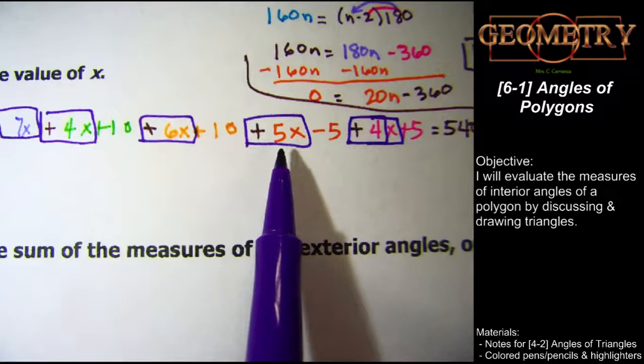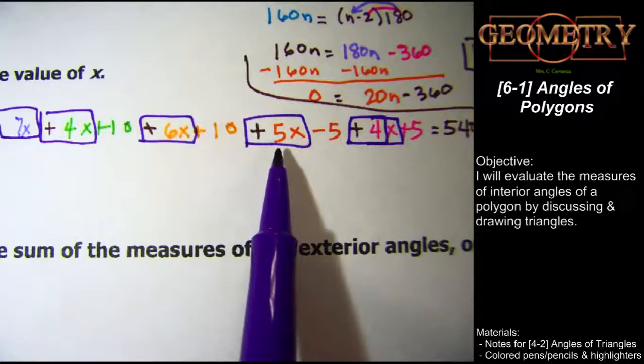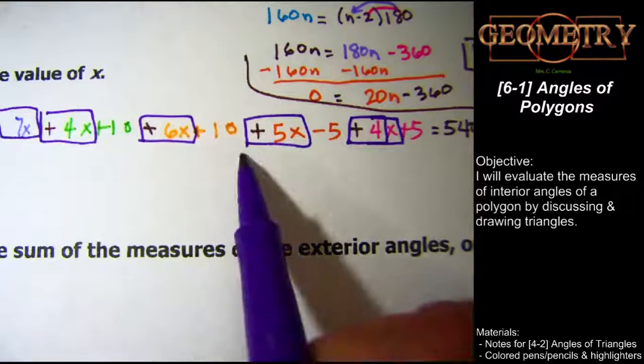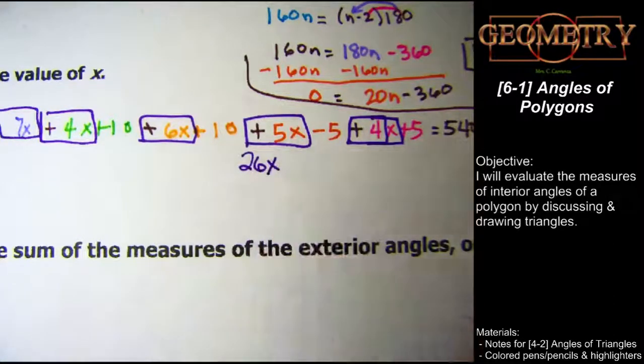21? 23. Someone do 17 plus 5, please. 18, 19, 20, 21, 22. 22 plus 4 more is 26x. All right, gonna do the exact same trick, but this time I'm gonna do it to the numbers.